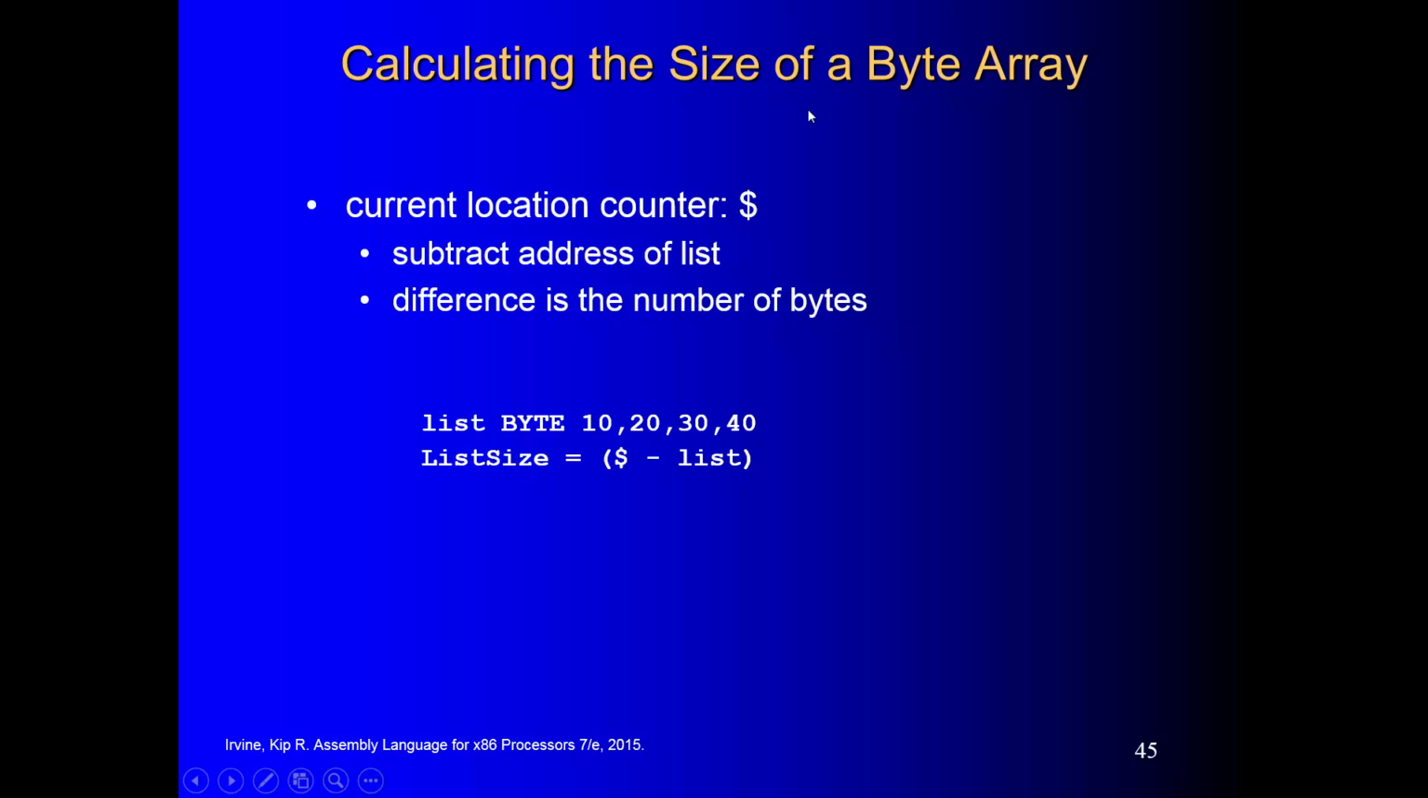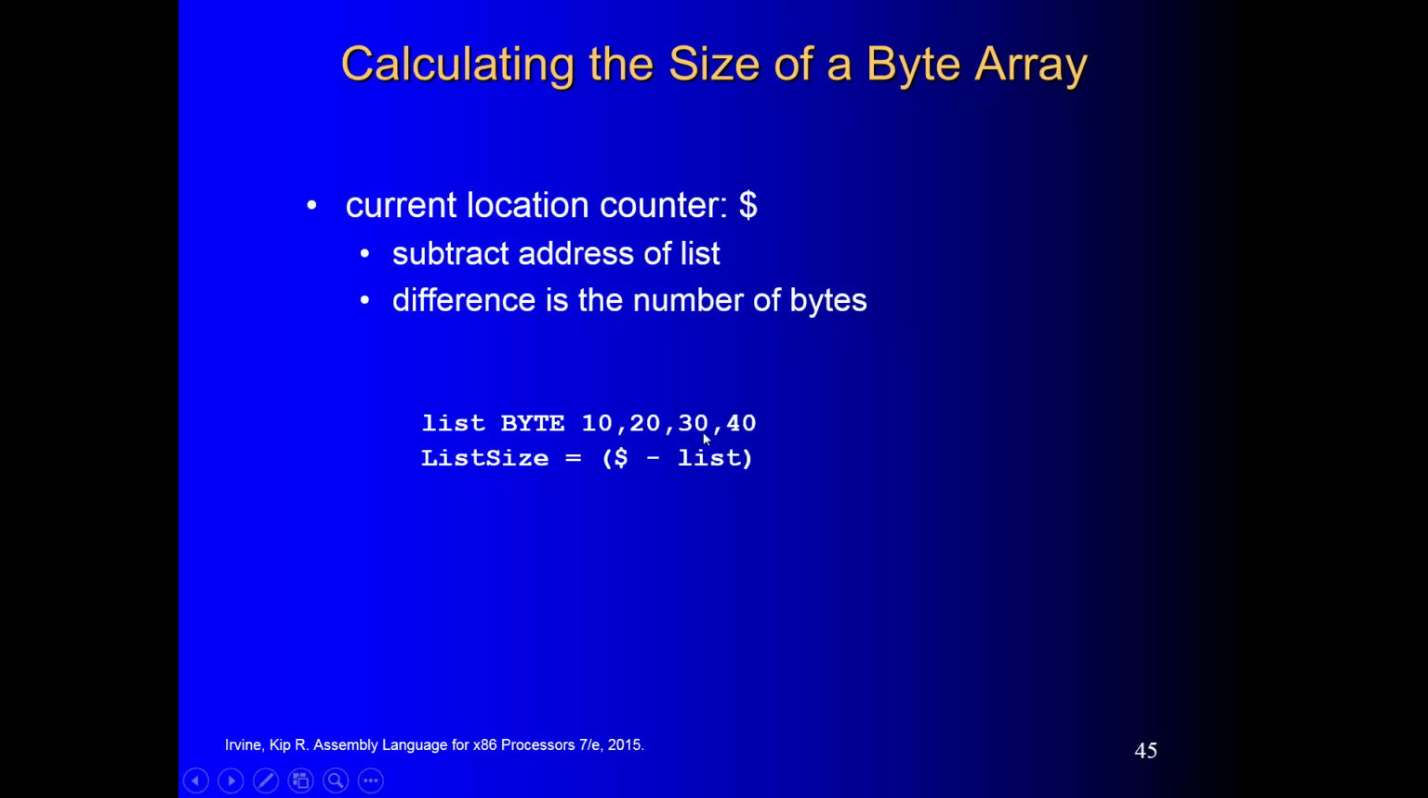How to calculate the size of an array? In the last video, we talked about arrays, different ways to make an array. Here we have an example. The array name is list. The array type is byte. You have 10, 20, 30, 40 in the array, so the array size is 4. These numbers are in decimal format because you don't see H or B at the end as a radix.